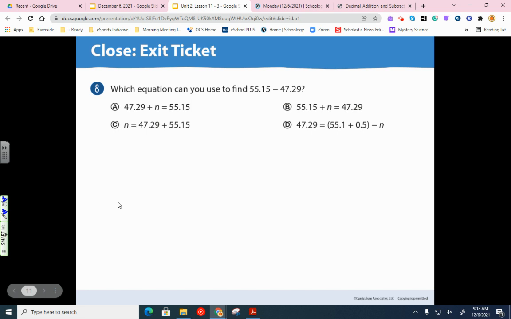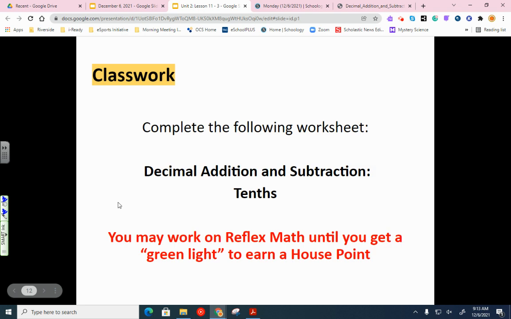All right, so for your last worksheet, we're going to combine. This one's going to have addition and subtraction of tenths, and actually it's going to be tenths and hundredths. If you want extra house points, you could just go to Reflex Math and get a green light for today.